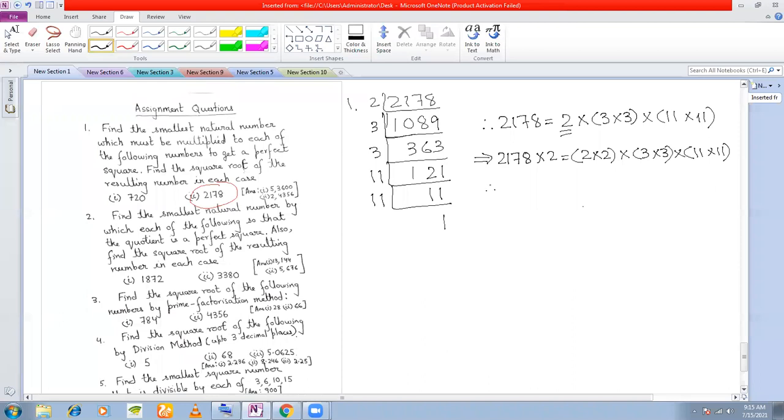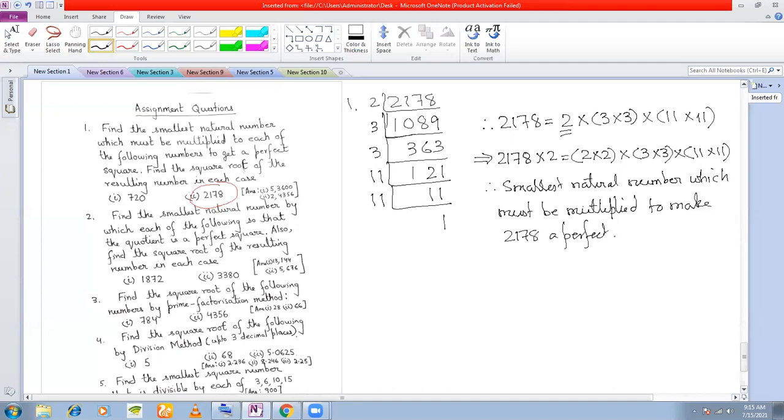So that means therefore, what is the least number, the smallest natural number, which must be multiplied to make 2178 a perfect square? That number is 2, right? Next part of the question says find the square root of the resulting number.